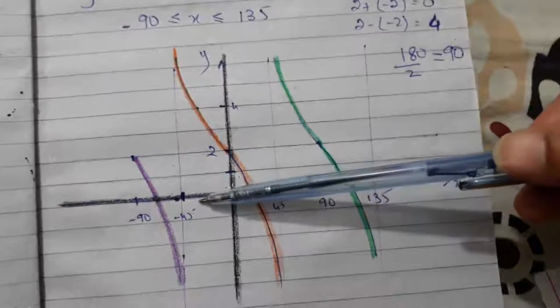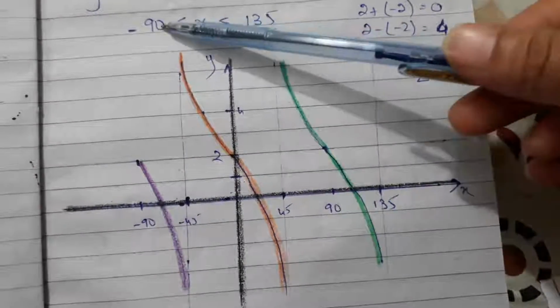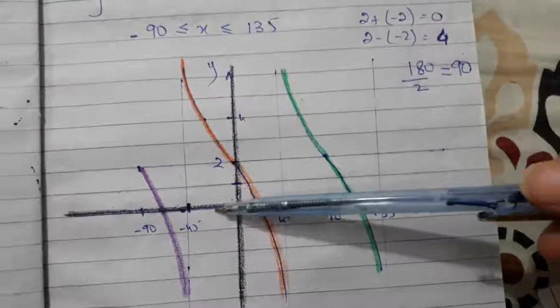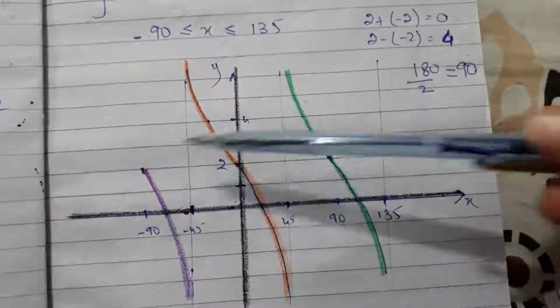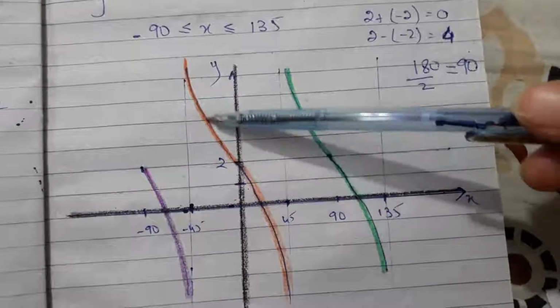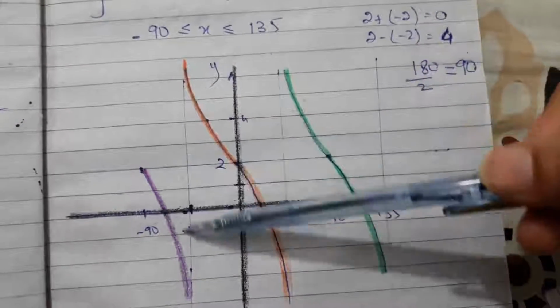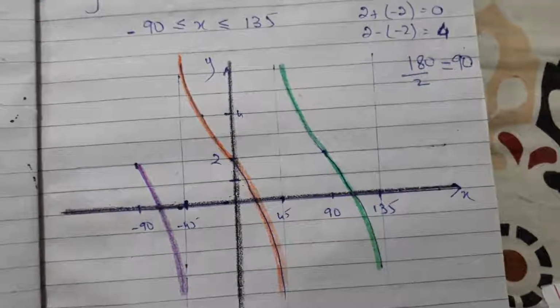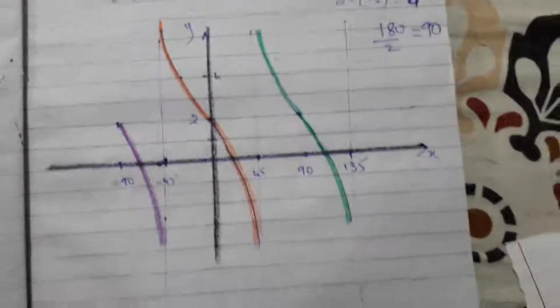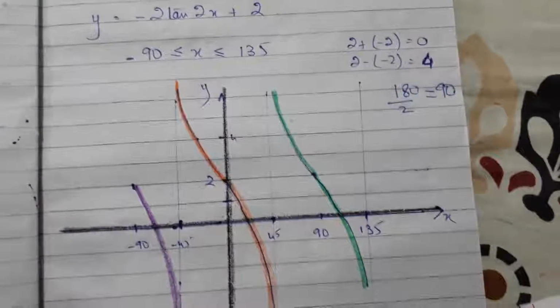Similarly here, I have to go up till minus 90, so I will have only one cycle. You can see the one cycle completes like this, going up and going down. So this is how my cycle period will be completed. So this is the sketch of tan.